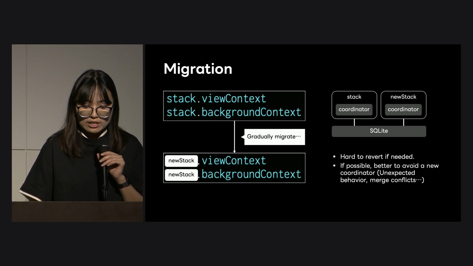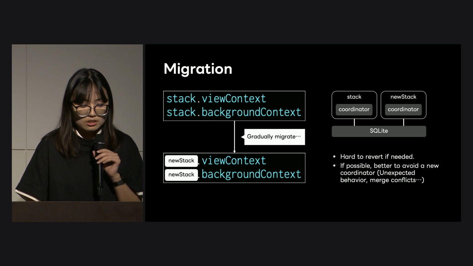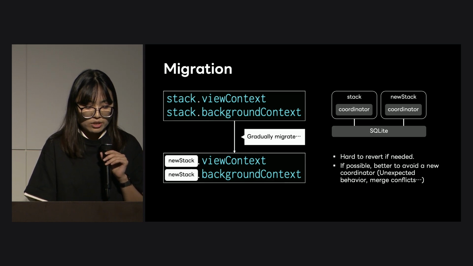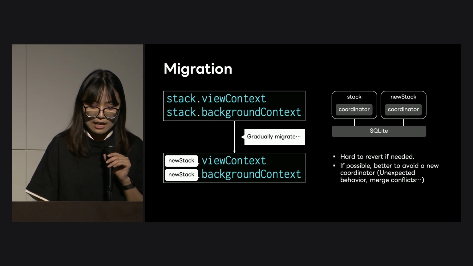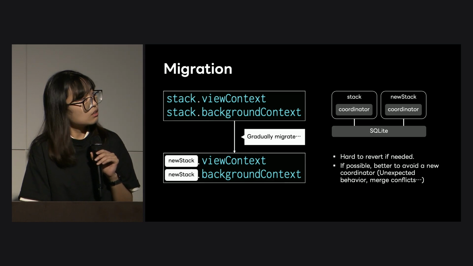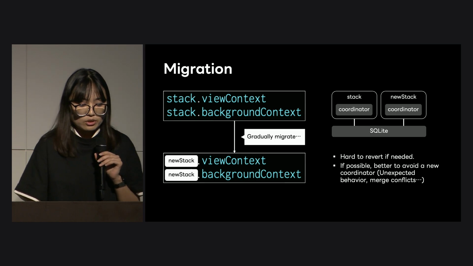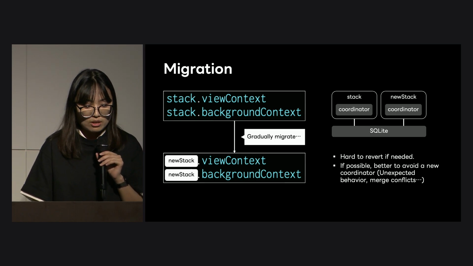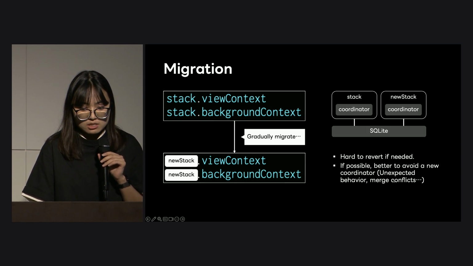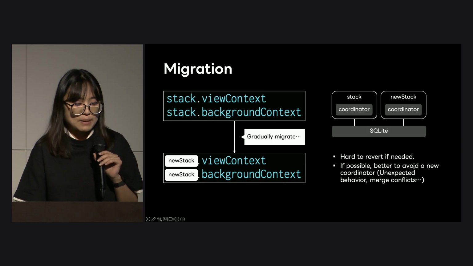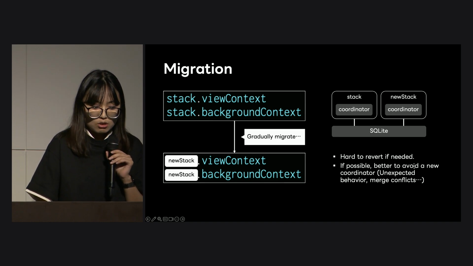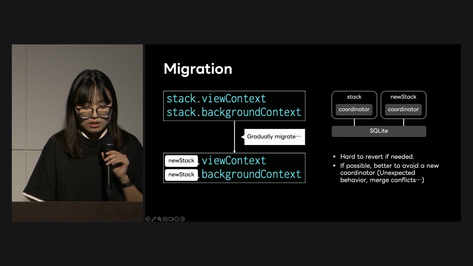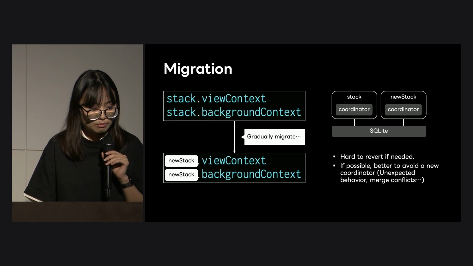Imagine a scenario where we gradually replace the stack with the new stack to reduce the risk of introducing a new architecture all at once. It sounds great in theory, but in practice, we want to avoid introducing an additional coordinator during the migration. Doing so could result in unexpected behavior. Also, if something goes wrong, it's harder to roll back all those scattered changes.